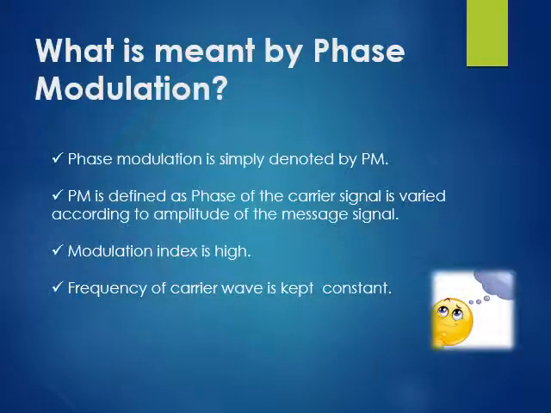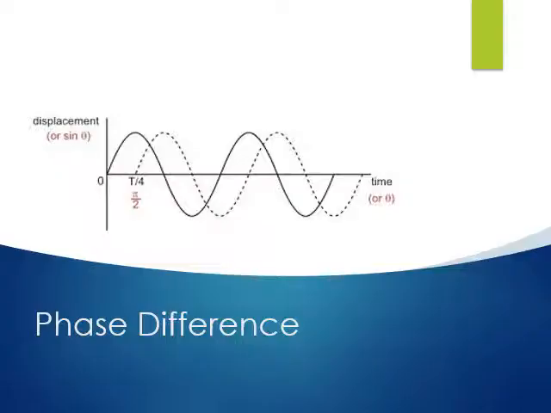Let us discuss what is meant by phase modulation. We have already discussed amplitude modulation and frequency modulation. Amplitude modulation means amplitude changes. Frequency modulation means frequency changes. Similarly, in phase modulation, the phase of the carrier signal is going to change. Phase modulation is simply denoted by PM. PM is defined as the phase of the carrier signal is varied according to the amplitude of the message signal. Modulation index is high. Frequency of the carrier wave is kept constant.